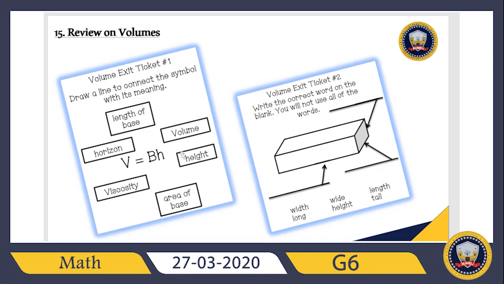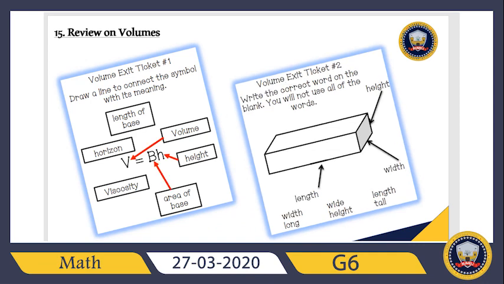For the second ticket, I have here 6 words. I'll choose some of them and say which one represents these dimensions. What is this dimension here? What is this one here? And what is this dimension here? Let's do them together. As we expected, V is the volume, B is the area of the base, and H is the height.